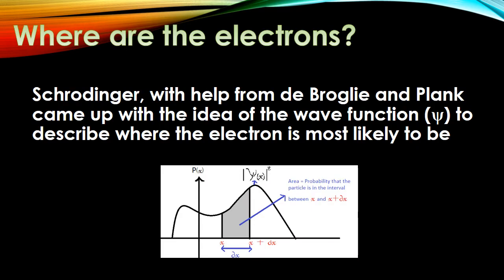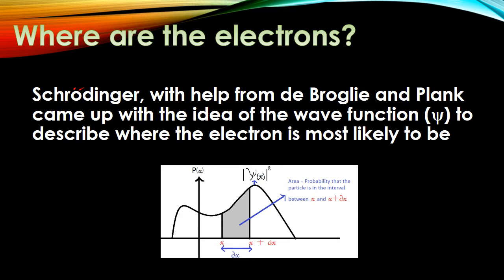So I'm guessing you're just dying to know where the electrons are. I mean, heck, if they're not orbiting, where are they? Well, Schrodinger, with the help from de Broglie and Max Planck, came up with this awesome idea of the wave function, and that's the symbol we use for wave function, to describe where the electron is most likely to be. Now this is not something you're going to have to do. Trust me, this is some pretty hardcore calculus here. Made me want to beat my head against a wall more than once.